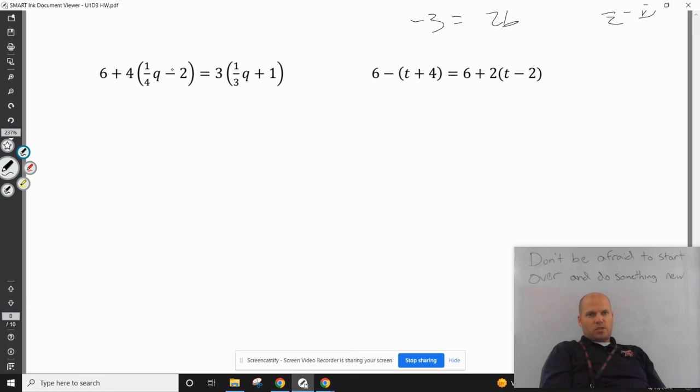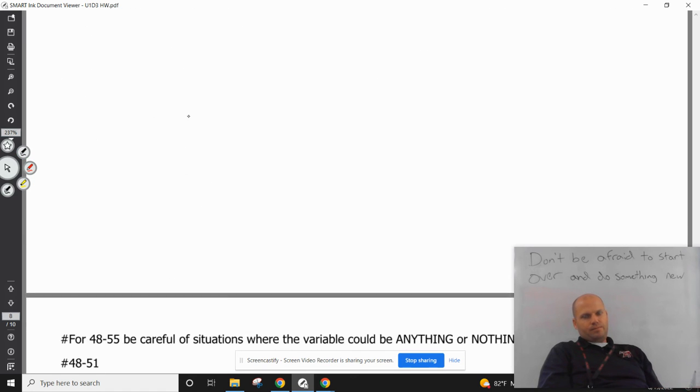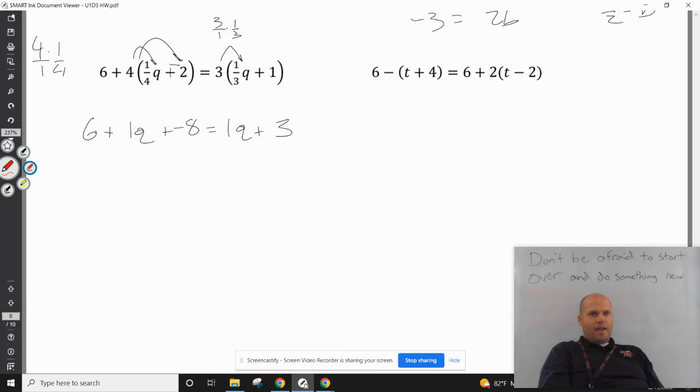When I distribute, sometimes distribution will help simplify. Instead of trying to get rid of it first, like dividing, distribution, and then same side combine. 4 times 1/4 is 4/4. 4/4 is 1. 4 times -2 is -8. 3 times 1/3. 3/1 times 1/3 is 1. Ooh, I made a mistake here. I probably didn't intend for this to happen. I intended for this to happen here, where we have to be careful of anything or nothing at all. Same side combine.